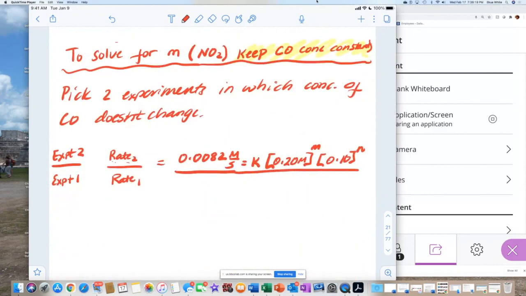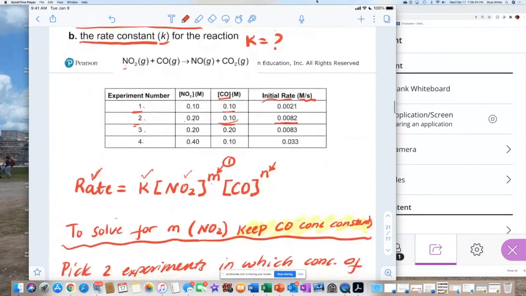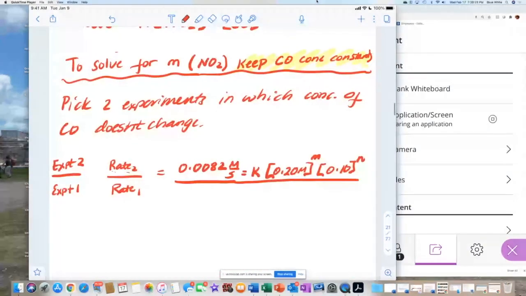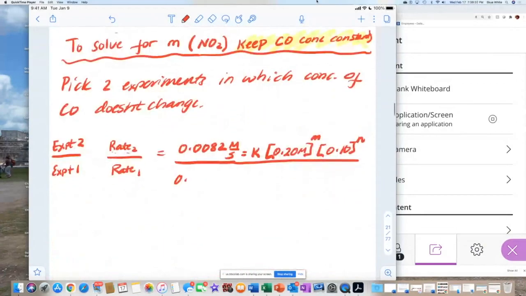All of these are information about experiment 2. Divide that by information about experiment 1, starting with my rate. So I have to start with the rate for experiment 1. What is that? 0.021. Wait, is it 0.021 or 0.0021? You need to copy those correctly. Don't be like me. Do better than me. Go out there and do better.